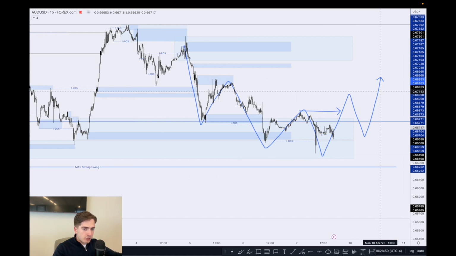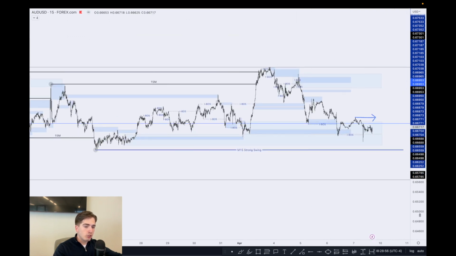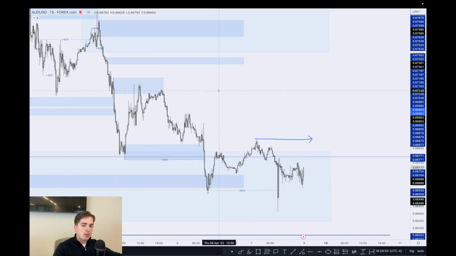So daily change of character, which is bullish, 4-hour overall swing structure is bullish, and then the 15-minute internal structure and the 15-minute swing structure both bullish. Then I'm more than happy to look for longs back up into these fresh 4-hour zones and the fresh 15-minute zone. So that's what I'll be looking for on Aussie dollar.